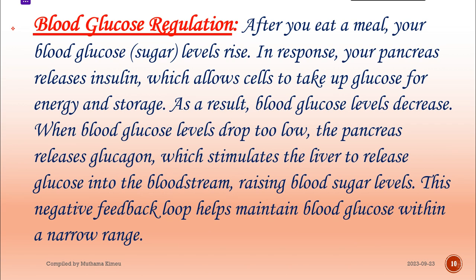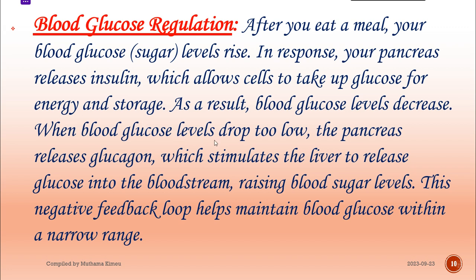The other example of a negative feedback mechanism is blood glucose regulation. After you eat a meal, your blood glucose or sugar levels rise. In response, your pancreas releases a hormone called insulin, and the insulin allows cells to take up glucose for energy, and the extra glucose is converted for storage in the liver. As a result, blood glucose levels decrease.